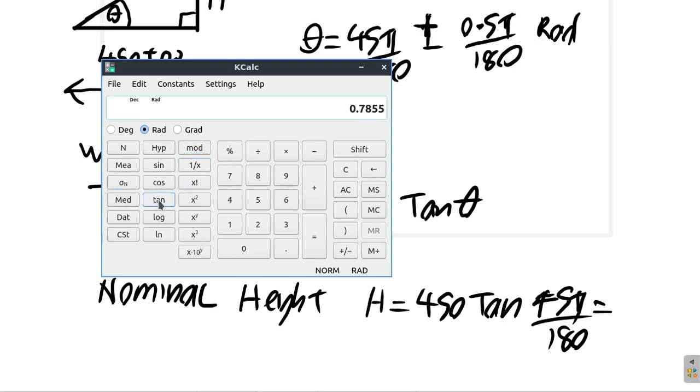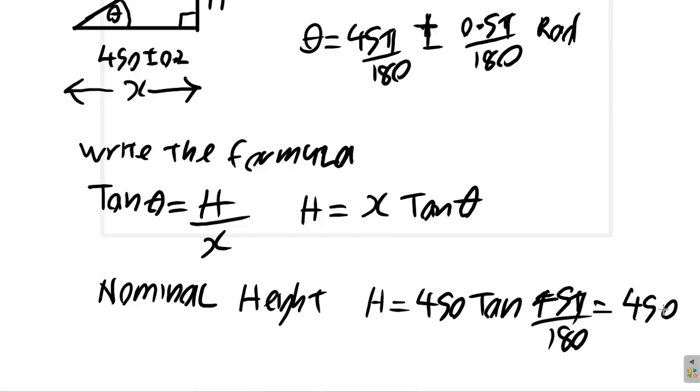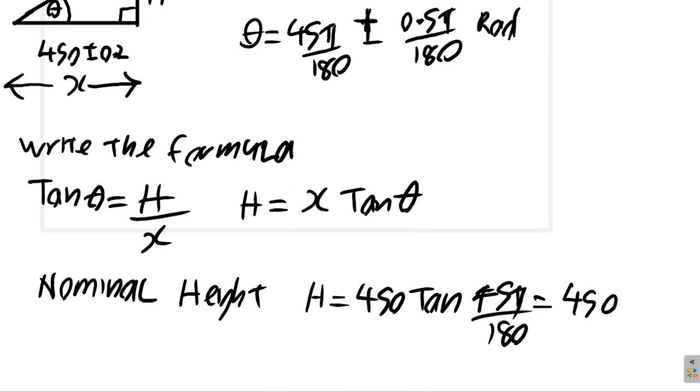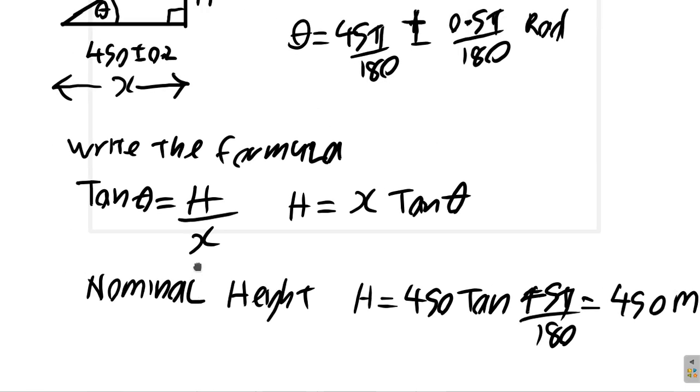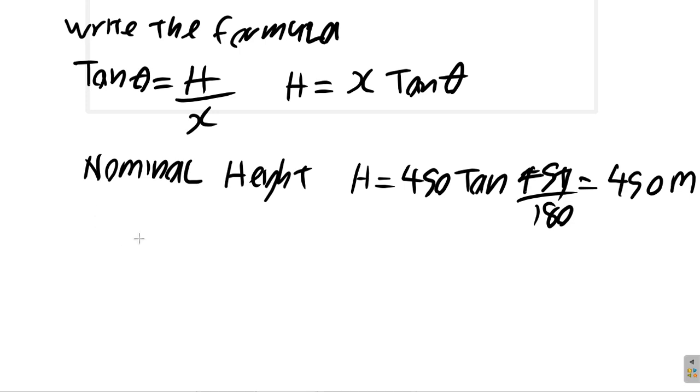Now, tan of that, you get 1. If we had done it in degree mode, say tan 45, you get back the same 1. That multiplied by 450 just gives you 450. That's the nominal height, 450 meters. It's going to be 450 meters, plus or minus something. Now, what is that something going to be? Let's write down the basic formula.